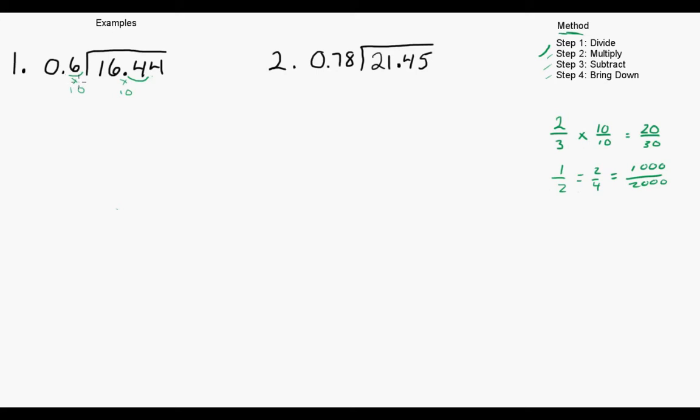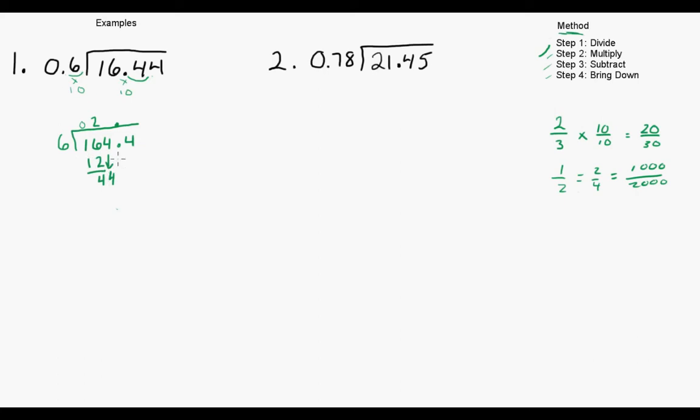I don't really like to work with this as it's getting muddied up, so we're just going to rewrite our new question. 6 into 164.4. Our first step is going to be to write that decimal up there. Now, 6 won't go into 1, obviously, so we're just going to put a 0 there to hold its place. 6 divides into 16 twice. 2 times 6 is 12. 16 subtract 12 gives us 4, and we're just going to bring down that 4.